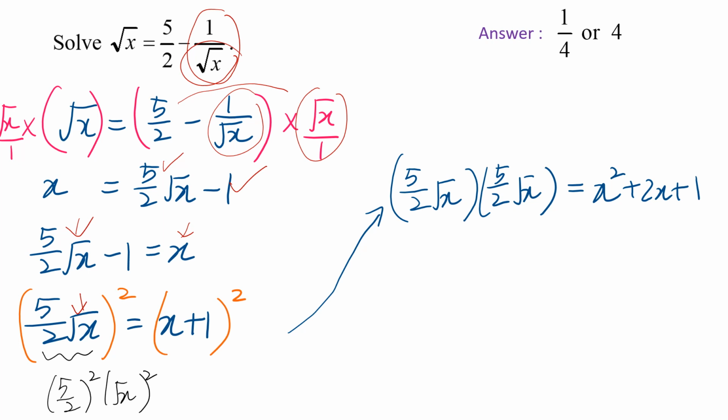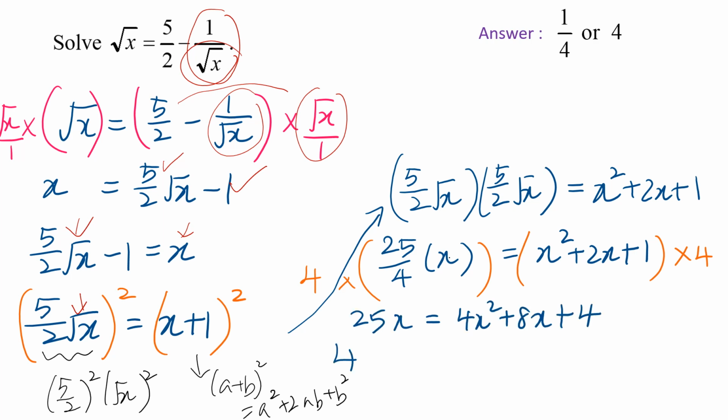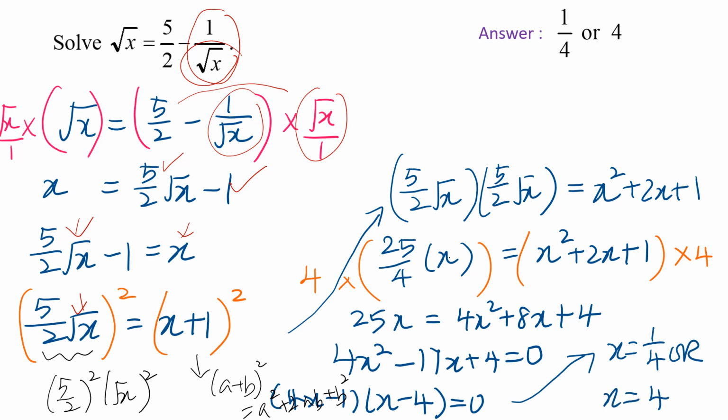And then this one here, you can use the beautiful algebraic identity, so useful, to expand it. Right, so I mentioned earlier that 5 over 2 times 5 over 2 is 25 over 4. Square root x times square root x gives you x. Okay, and then I'm going to make 25 over 4 a whole number by multiplying by 4 on the left and also on the right. And then you end up getting a quadratic equation that you can just factorize. Right, and you will get x equals 1 quarter or x equals 4. Okay, both answers.